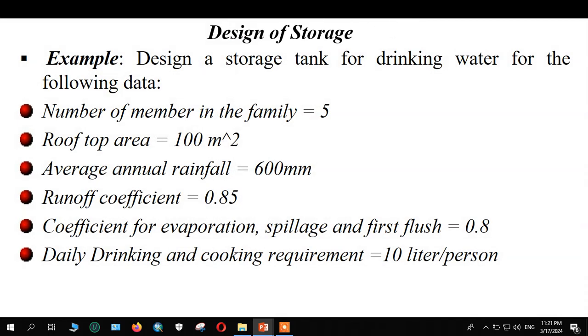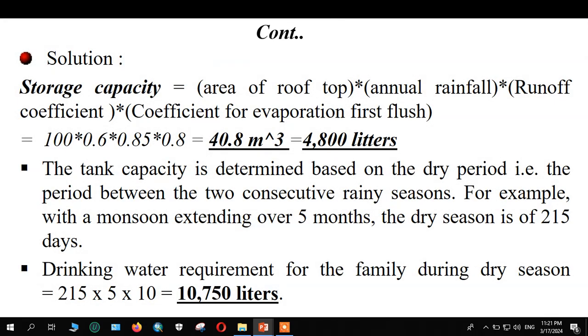For example, design a storage tank for drinking water for the following data. Family size 5. Rooftop area 100 square meters. Average annual rainfall 600 millimeters. Runoff coefficient 0.85. Coefficient for evaporation, spilling, and first flush 0.5. Daily drinking and cooking requirement 10 liters per person. Solution: storage capacity is simply the area of rooftop times annual rainfall times runoff coefficient times coefficient for evaporation, which is about 40.8 cubic meters, or simply 4,018 liters.